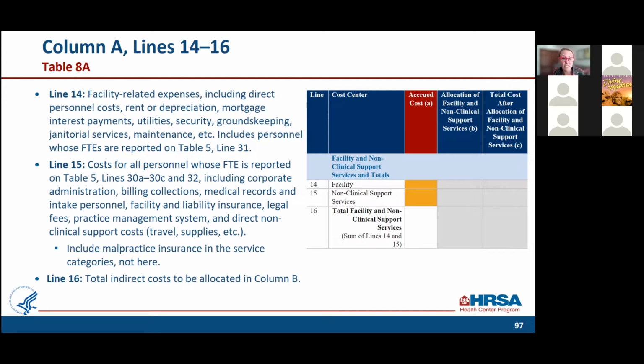On line 15, non-clinical support. This line reports costs of all personnel reported on Table 5, lines 30A through 30C and 32, including corporate administration, billing, collections, medical records and intake personnel, facility and liability insurance, legal fees, managing practice management systems, direct non-clinical support costs like travel, supplies. The total of these two lines is reported on line 16 and represents the total indirect costs that will be allocated as overhead in column B.